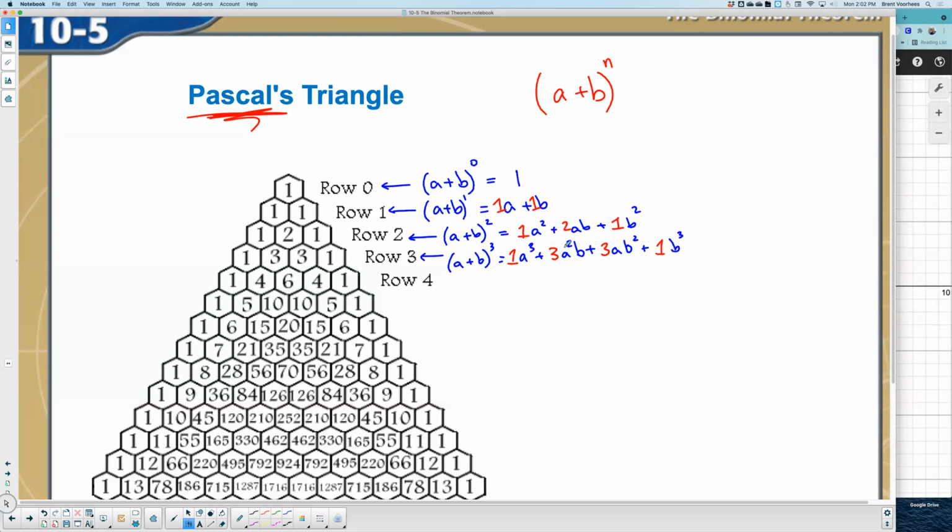So what's happening to my a power? It was a 3. It's now a 2, a 1. And it's not even there, like power 0. What's happening to the b's? Not there, like power 0, power 1, power 2, power 3. So a's are decreasing while b's are increasing. Are you noticing this? These happen to be their coefficients.